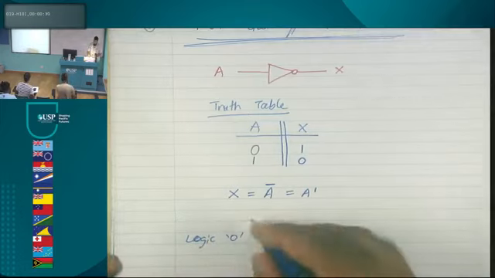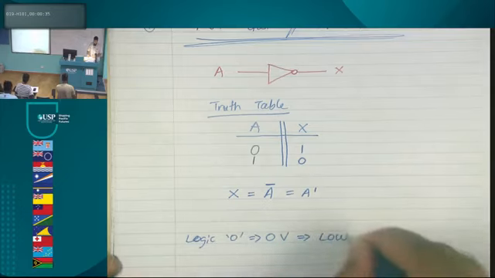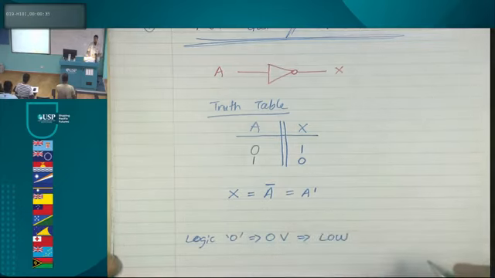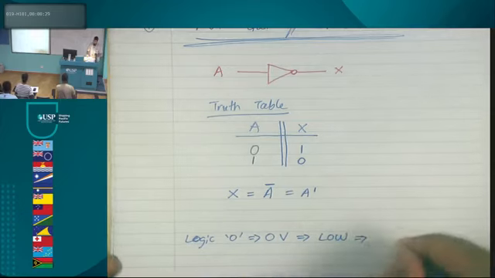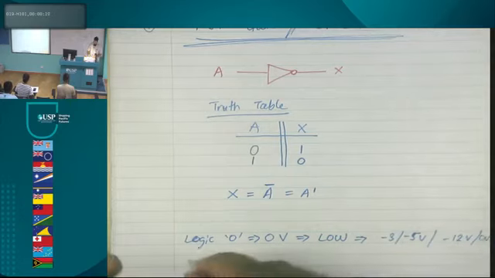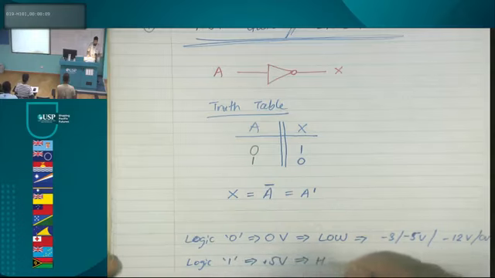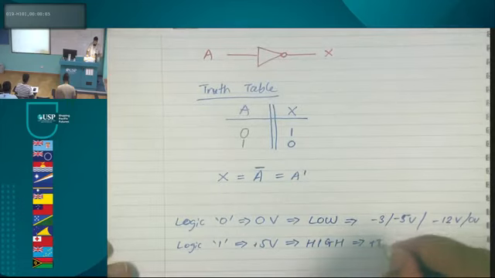And we did this early on. Logic 0 is the same as 0 volts. Sometimes people call it low, capital L-O-W. And sometimes it is -3, -5 volts, -12 volts, 0 volts. Logic 1 is sometimes +5 volts commonly. People call it high, +3 volts.